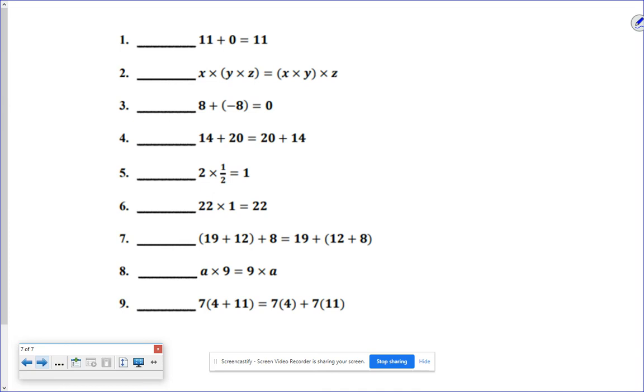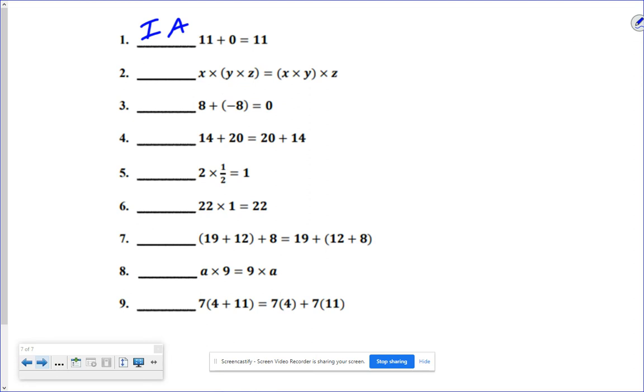Okay, I'm going to start with number 1 here, and I see 11 plus 0 is still equal to 11. So that's telling me that I added 0 and I kept the same identity. So this would be the identity property of addition. And I'm just abbreviating to make it easier, otherwise it would take me a while to write out the identity property of addition.